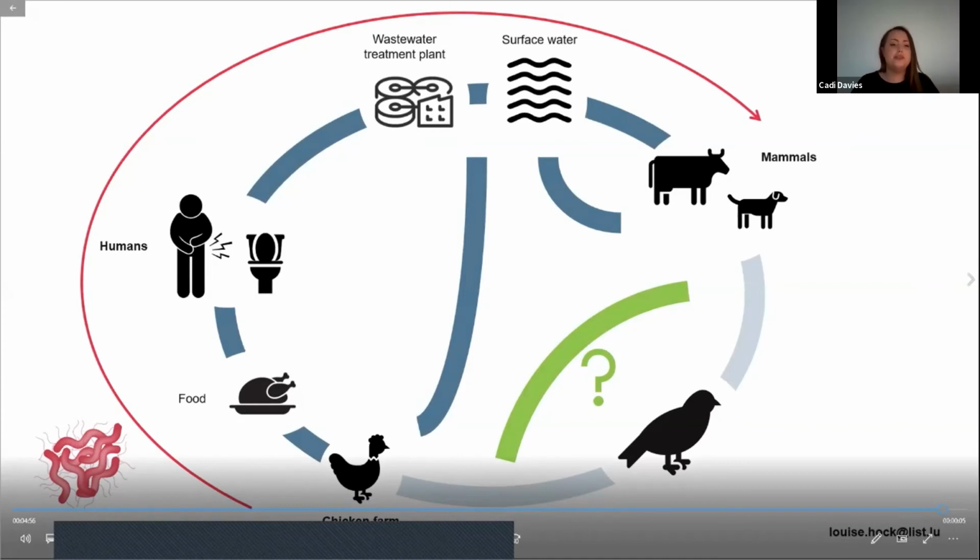Thank you for that talk. It was really interesting. I might ask one question. I was wondering if there is any correlation between the Campylobacter positive surface water and distance from agricultural lands?